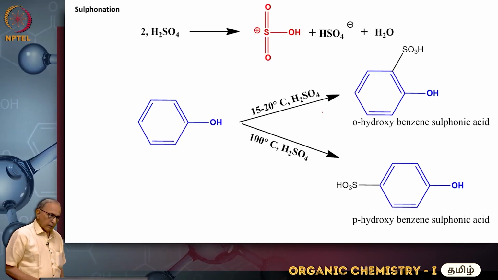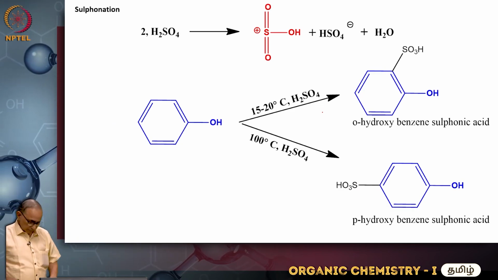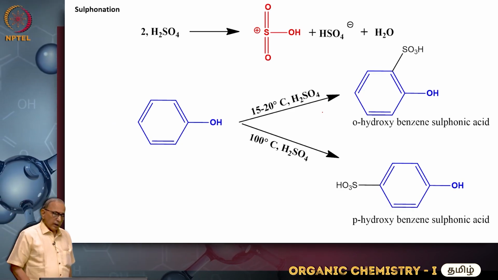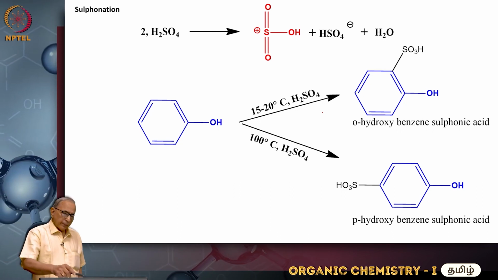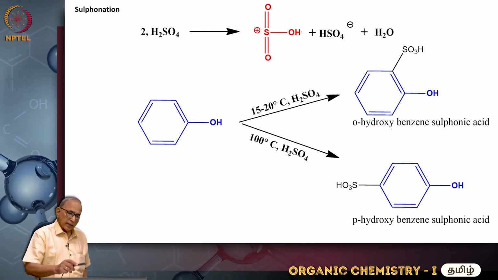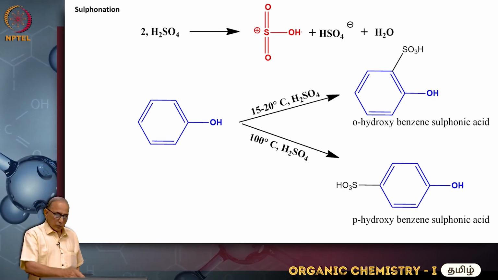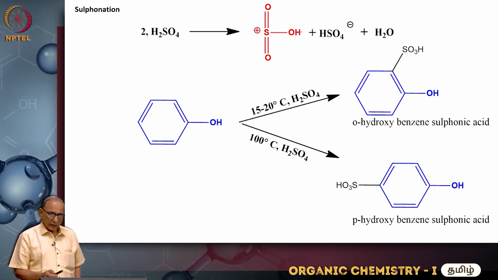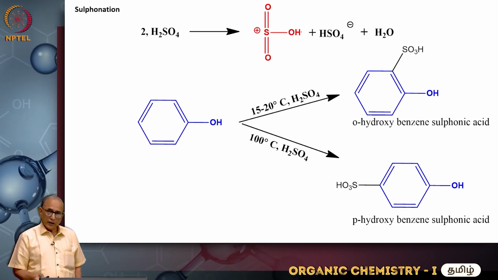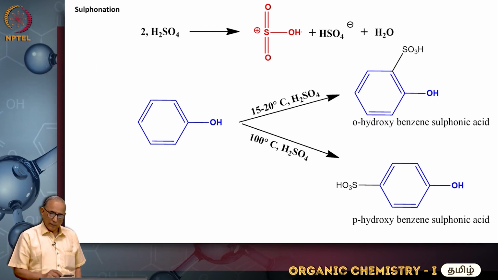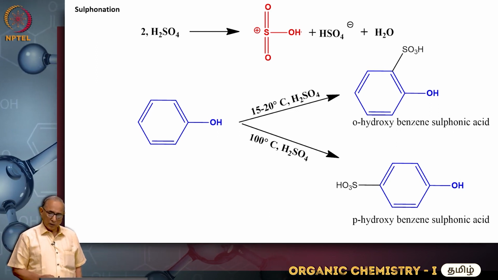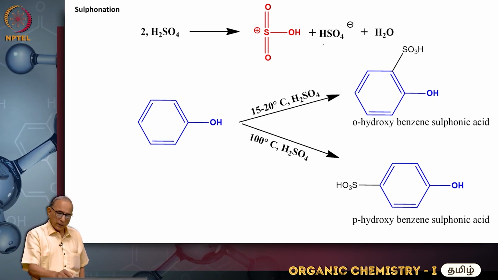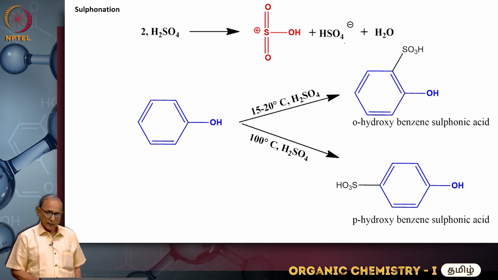Next is sulfonation reaction, where the electrophile is SO3H plus. 2 molecules of sulfuric acid react among themselves by protonating one sulfuric acid molecule by the other sulfuric acid molecule. The sulfuric acid molecule which protonates will become HSO4 minus.